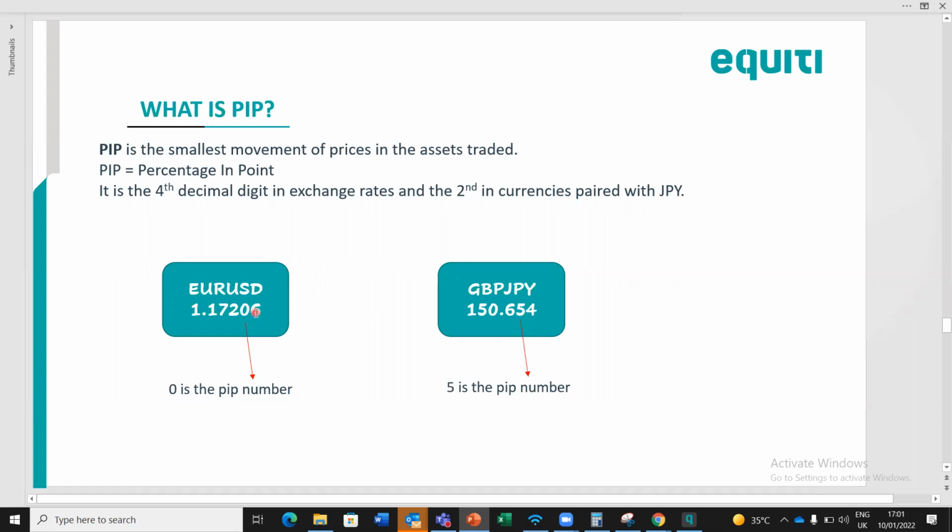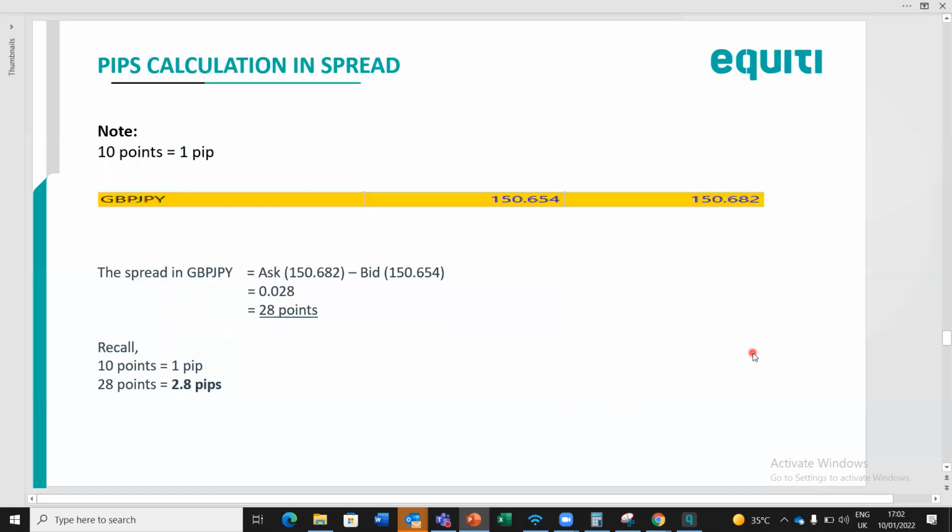So 10 points here makes what? One pip. So this 6 moves to 7, it moves to 8, it moves to 9. As it gets to 10, the pip changes from 0 to 1, and here continues to move. All right, so 10 points make one pip.